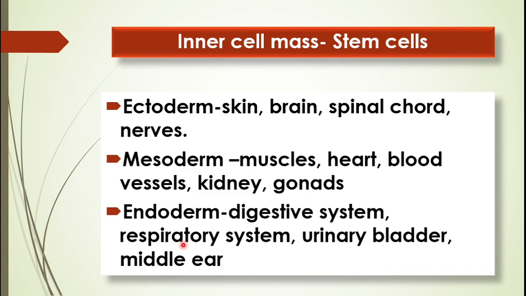In other words, as we discussed earlier, the fate of each and every cell in the inner cell mass is already predetermined, and based on the fate, it relocates itself, forming the ectoderm, mesoderm and the endoderm. And from these three different germ layers, we have definite organs and systems developing.